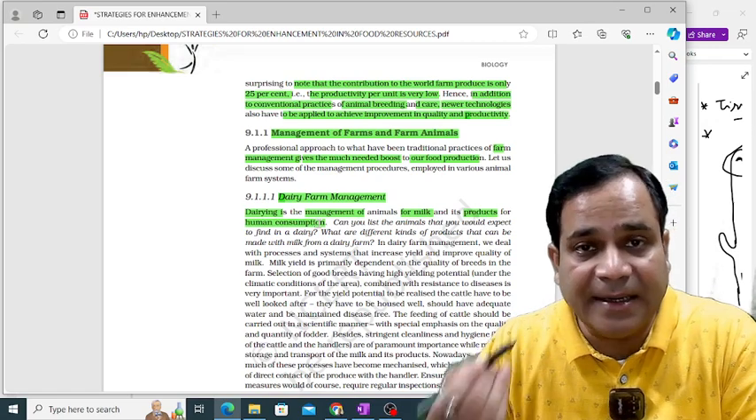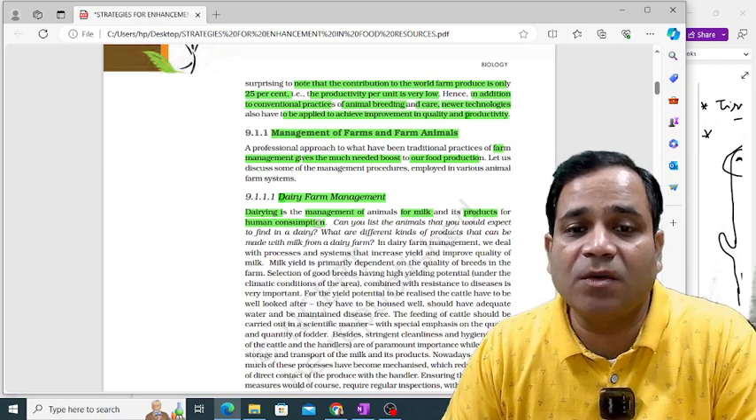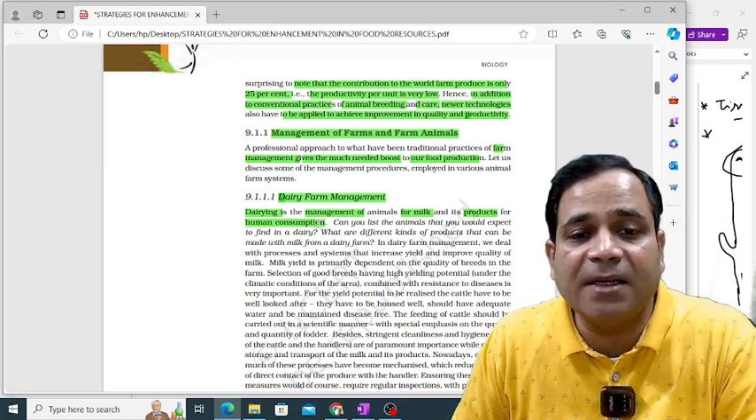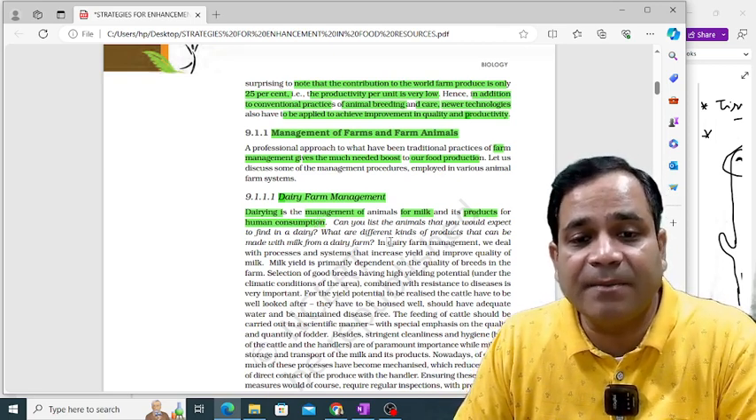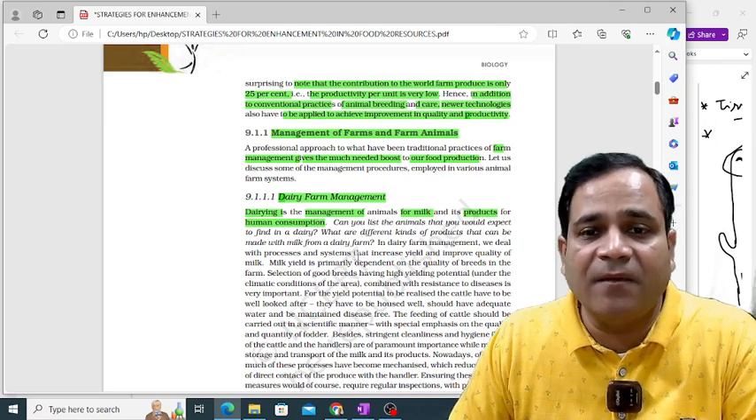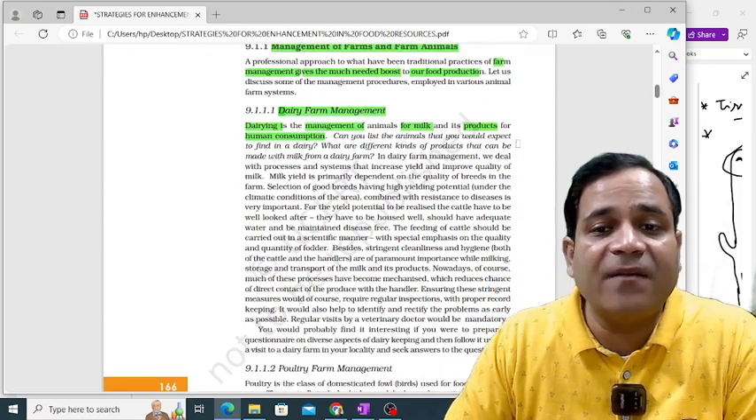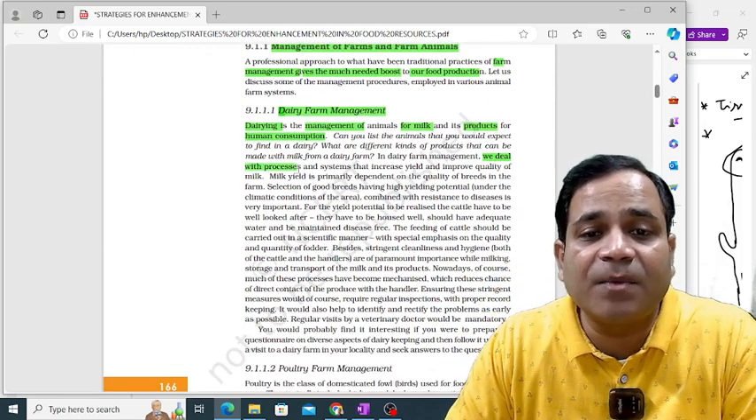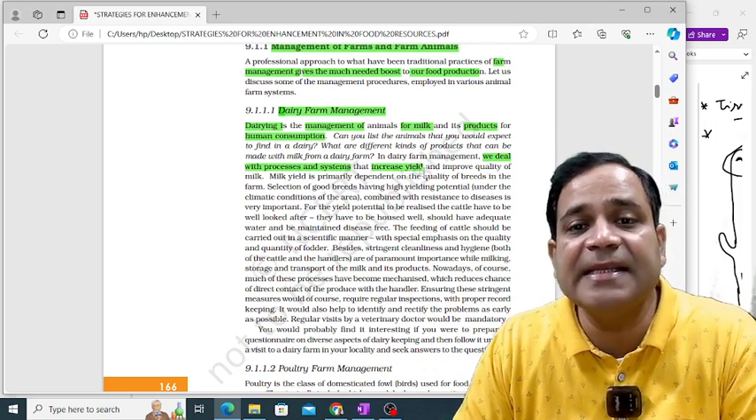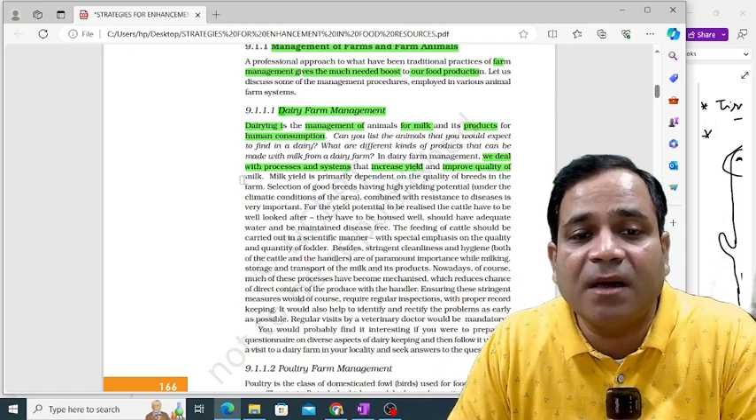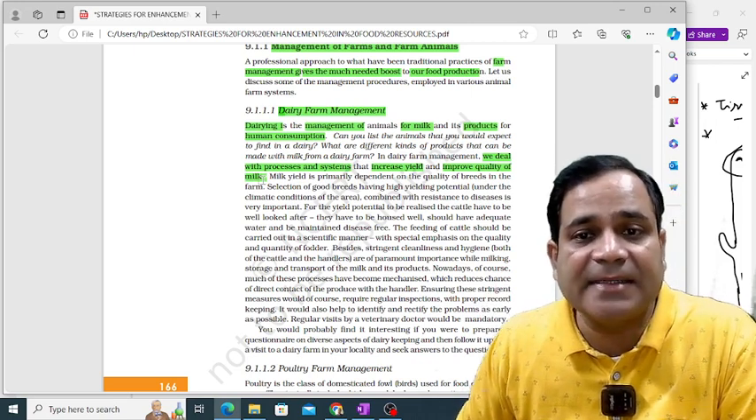In daily life, there are so many dairy products we use, my dear. Can you list the animals you would expect to find in a dairy? What are the different kinds of products that can be made with milk from dairy farms? In dairy farm management, we deal with the processes and systems that increase yield and improve the quality of milk. This is the main motive of animal husbandry practices.